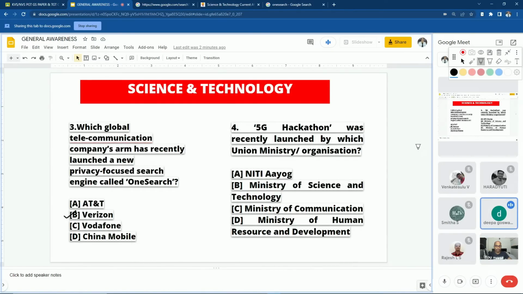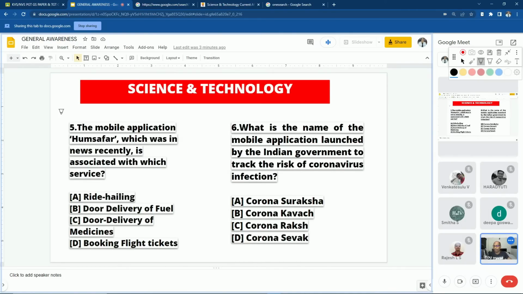Next, fourth question, Deepa ma'am. 5G hackathon was recently launched by which union ministry organization? NITI Aayog, Ministry of Science and Technology, Ministry of Communication, and Ministry of Human Resource and Development. The answer is Ministry of Communication. What is the answer, Deepa ma'am? Ministry of Communication. Next question to Rajesh sir. Fifth question.